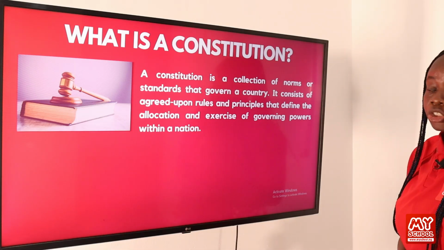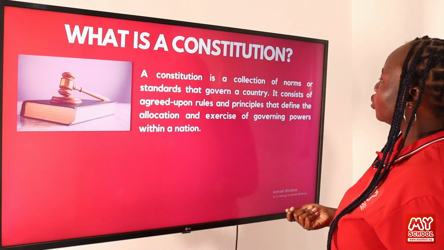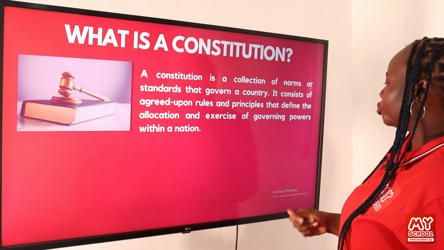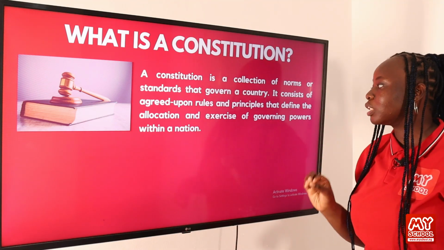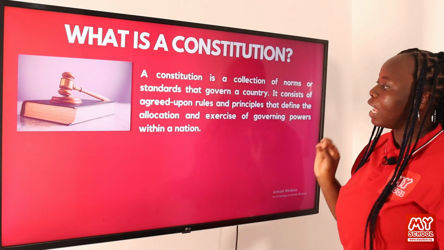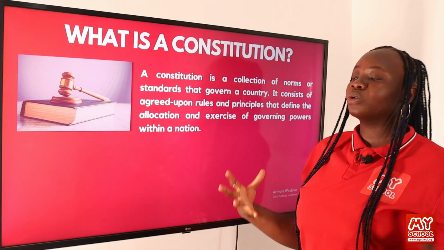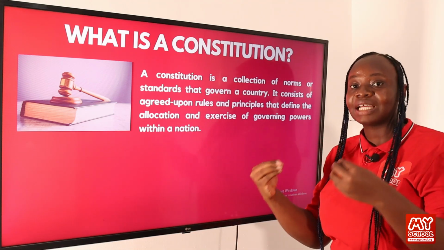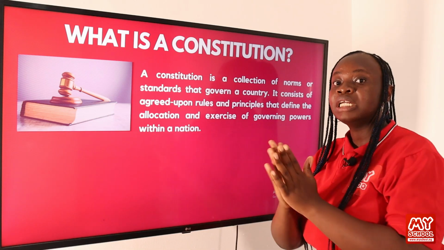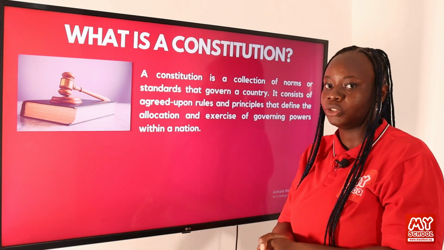So what's a constitution? A constitution is a collection of norms or standards that govern a country. It consists of agreed upon rules and principles that define the allocation and exercise of governing powers within a nation. So when we're talking about the set of rules, the set of norms and standards that guides how a country is going to be governed, we're talking about a constitution.